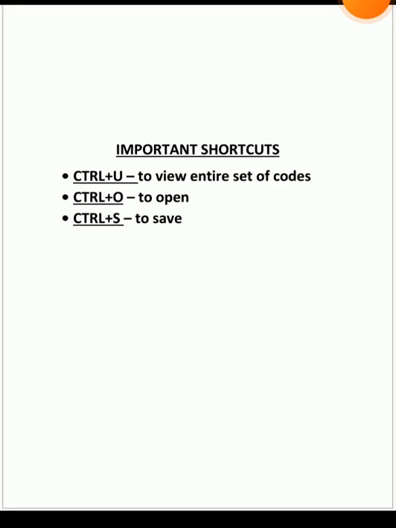Here you can see some important shortcuts that we can use. Ctrl+U to view the entire set of codes, Ctrl+O to open and Ctrl+S to save the document.